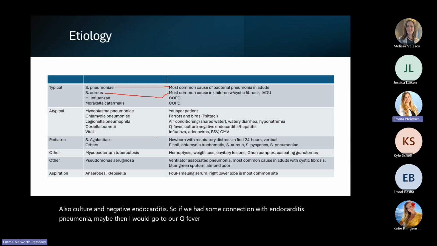And then some special populations do matter. We can think of neonates being more likely to be exposed to group B strep. We'll see that also with meningitis.